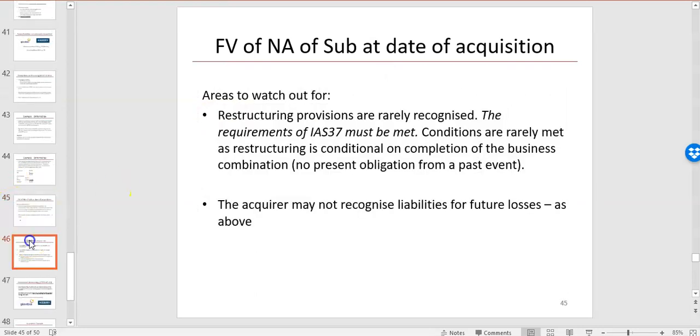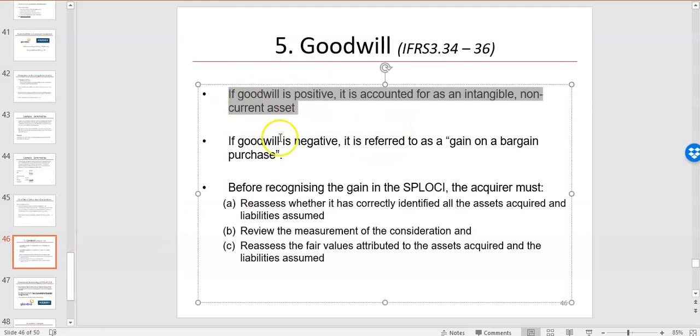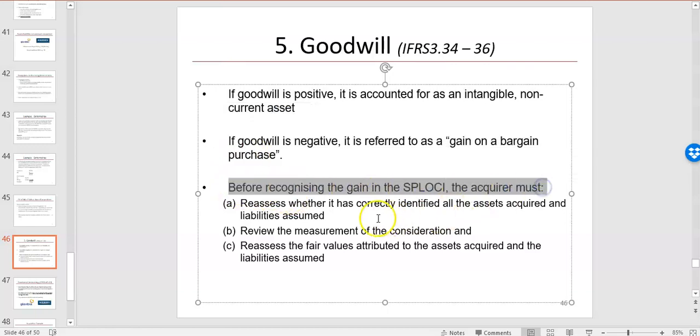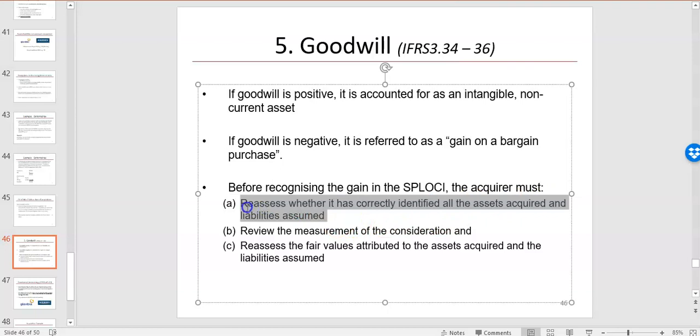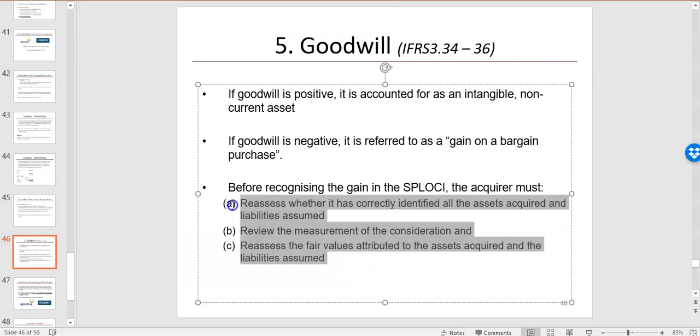So lastly, then your last step is your goodwill. If your goodwill is positive, it's a non-current asset, intangible. And if your goodwill is negative, that's a gain on bargain purchase. Now, just to note, they always say a gain from bargain purchase is rare. And before you recognize the gain, IFRS 3 says you should check that you have all assets and liabilities identified, check that you've measured consideration appropriately, and reassess the values you've put into assets and liabilities. So essentially IFRS 3 is saying, hold on, if you're getting a gain here in your calculations, just double check everything because gains are quite unusual.